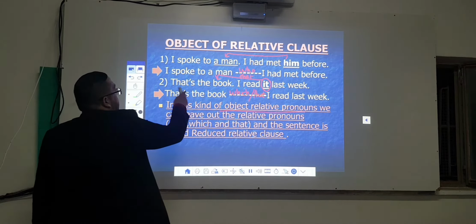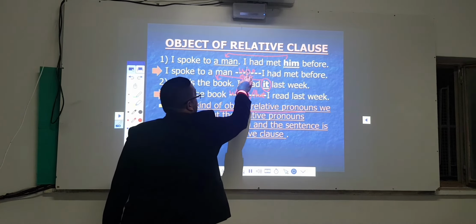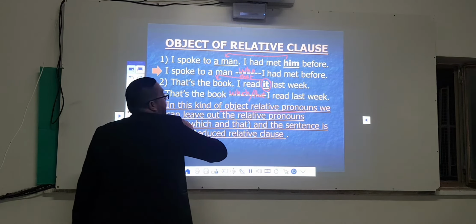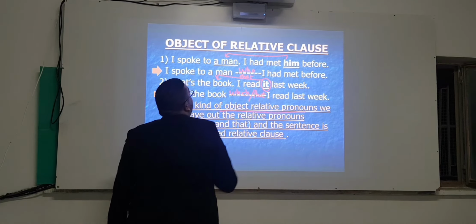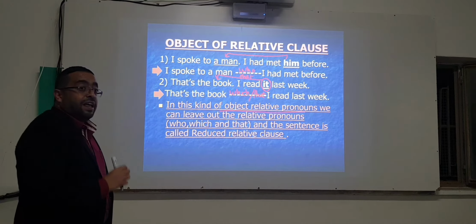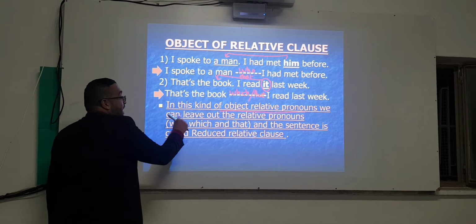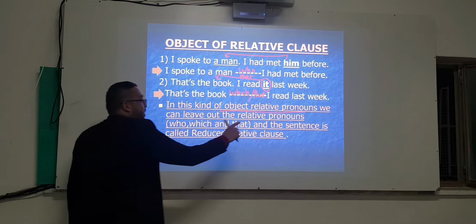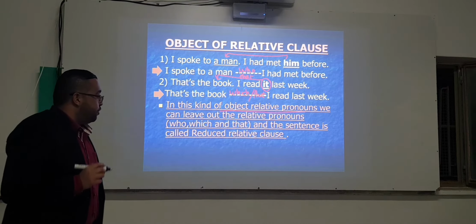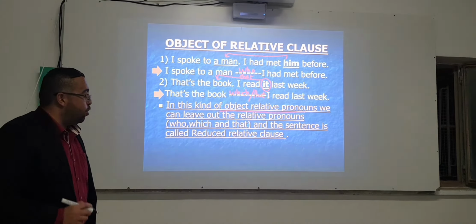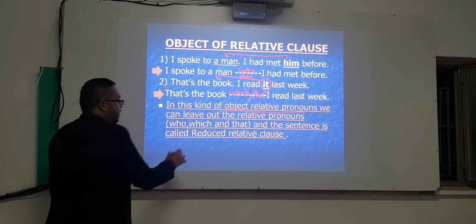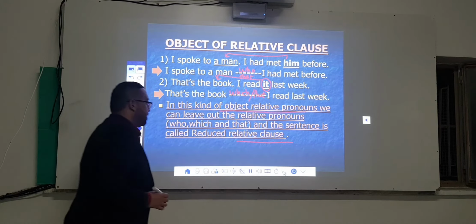Look at example number 1. I spoke to a man. Who or that here? We call them object relative pronouns. We can leave them out. And the sentence is called a reduced relative clause.